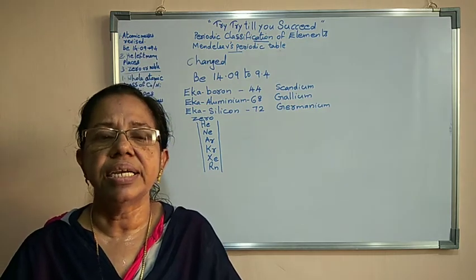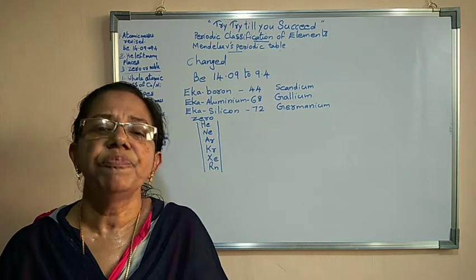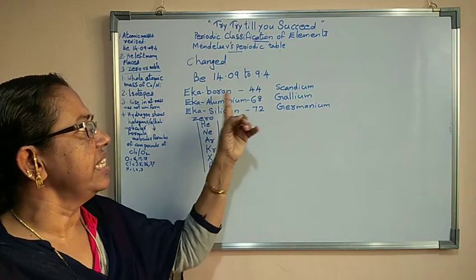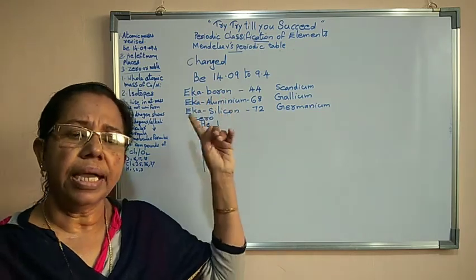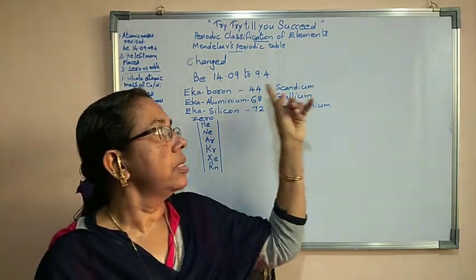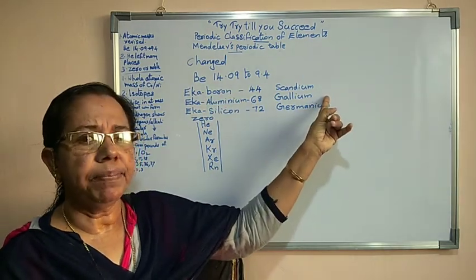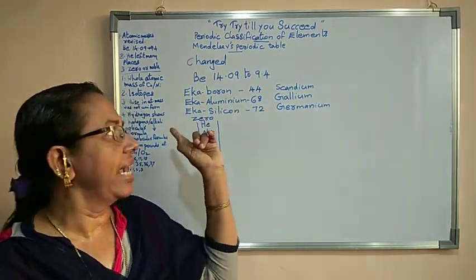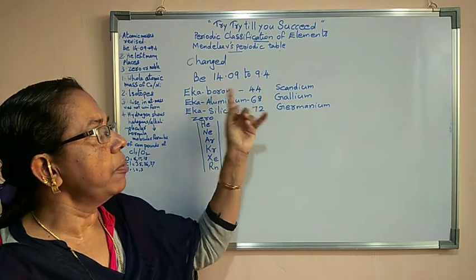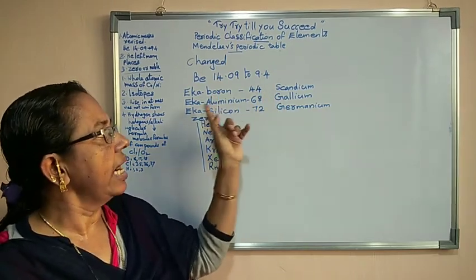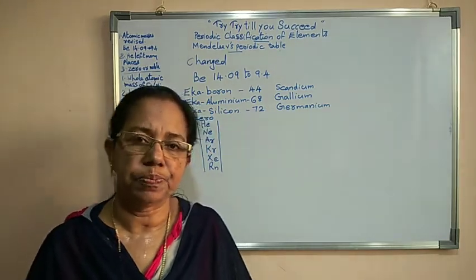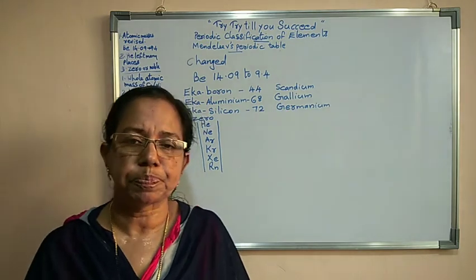Later, after discovery, they all showed the same character which he had predicted before. Before discovering, he gave the names Eka boron, Eka aluminium and Eka silicon to the undiscovered elements. But after discovery, Eka boron was named scandium, Eka aluminium was named gallium and Eka silicon was named germanium. He even predicted their atomic masses. Eka boron atomic mass 44, Eka aluminium atomic mass 68 and Eka silicon atomic weight 72. Atomic weight and atomic mass are the same.